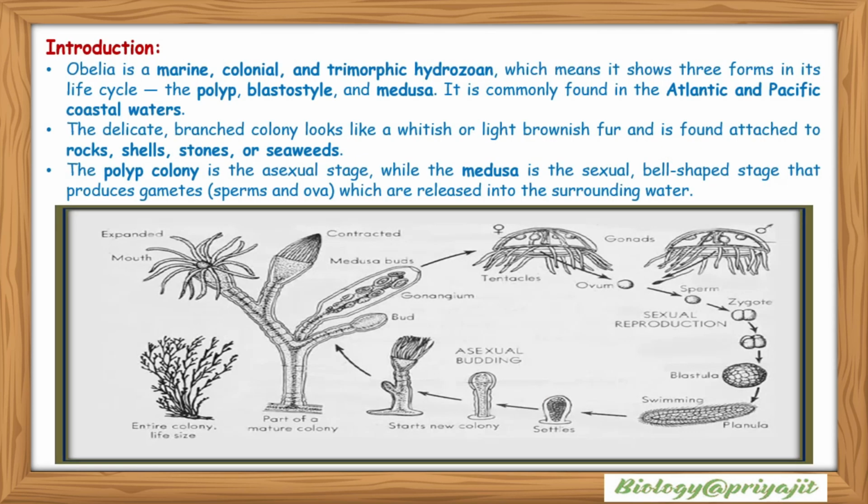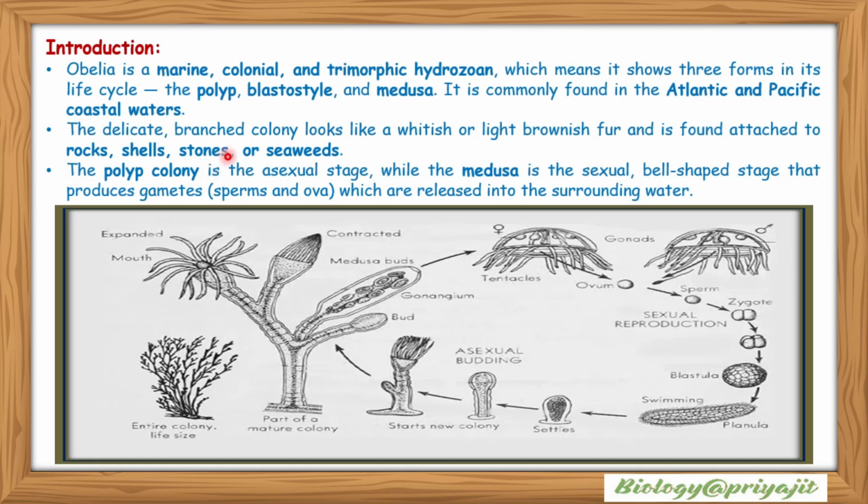Introduction. Obelia is basically a marine colonial trimorphic hydrozoan, which means it shows three distinct forms in its life cycle: the polyp, the blastostyle, and the medusa. It is commonly found in the Atlantic and Pacific coastal waters.